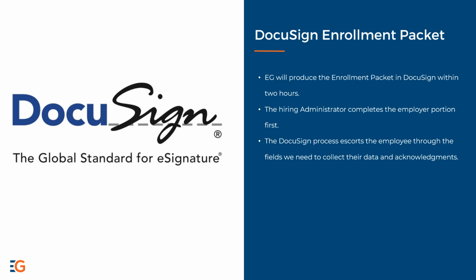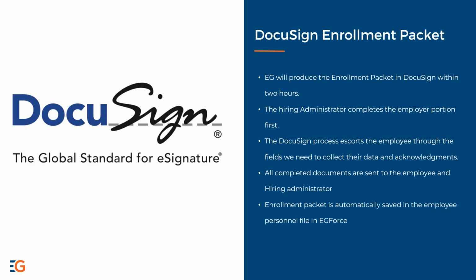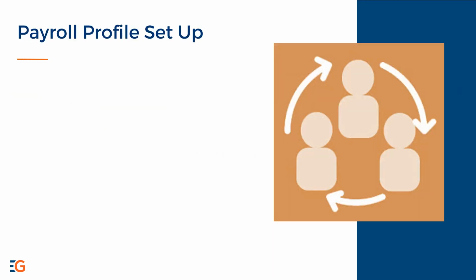The DocuSign process escorts employees through the fields we need to collect their data and acknowledgments on. They can read the documents during the process or save the reading for later. The average employee gets through all 200 pages in under 20 minutes. All completed documents are sent to the employee and hiring administrator when complete. The enrollment packet is automatically saved in the employee file within EG Force.